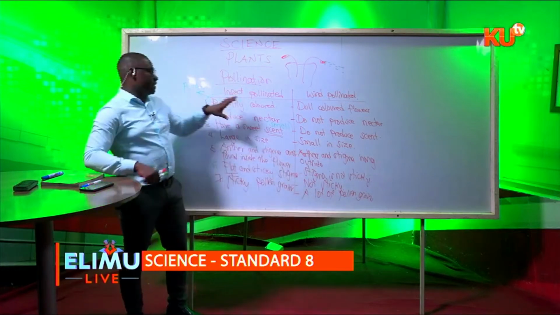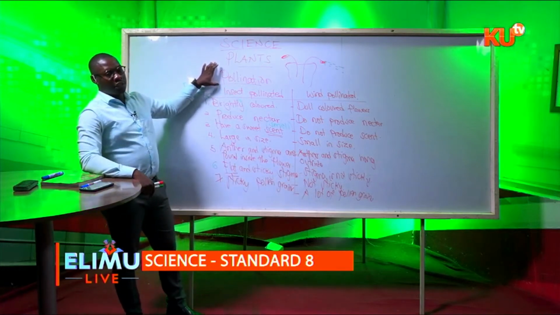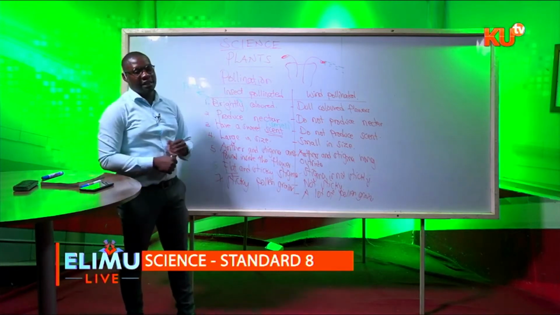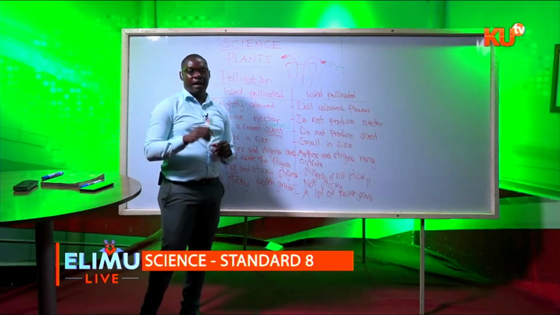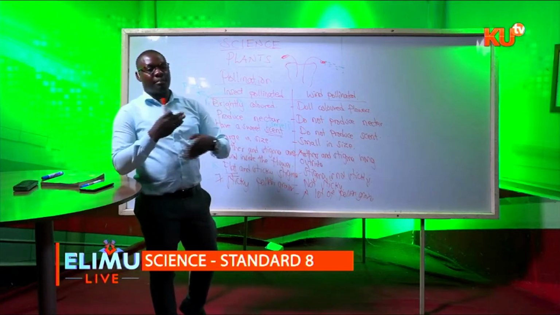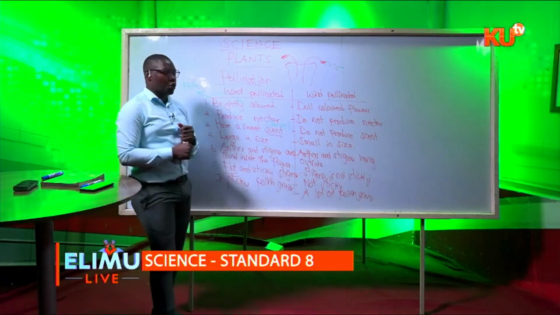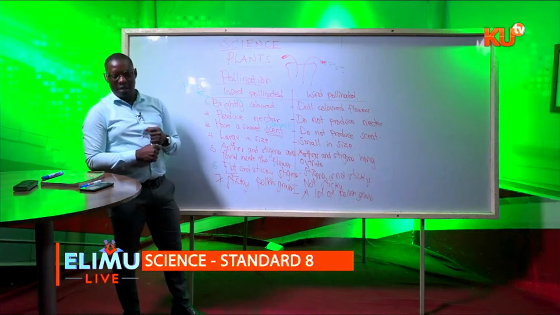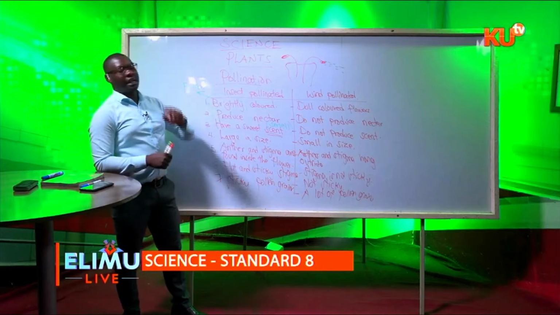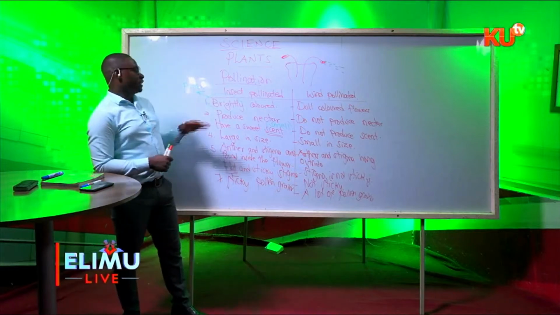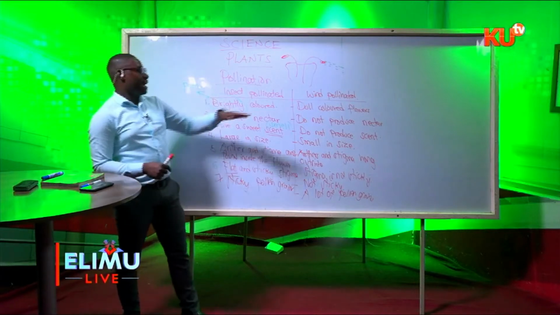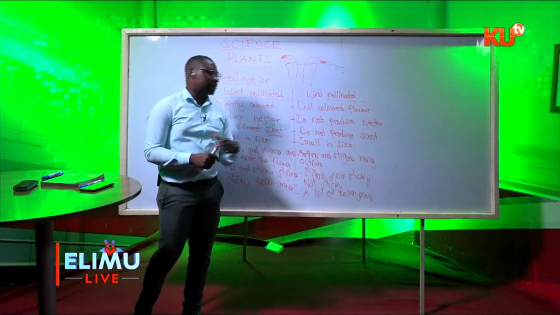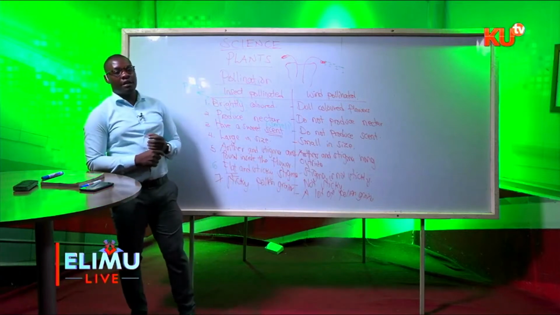I started by defining pollination, which is the movement of pollen grains from the anthers to the stigma. Then I talked about what makes that movement possible, and we call them agents of pollination. And we looked at two, insect and wind. So this gives the characteristics of insect pollinated flowers, and this gives the characteristics of wind pollinated flowers.